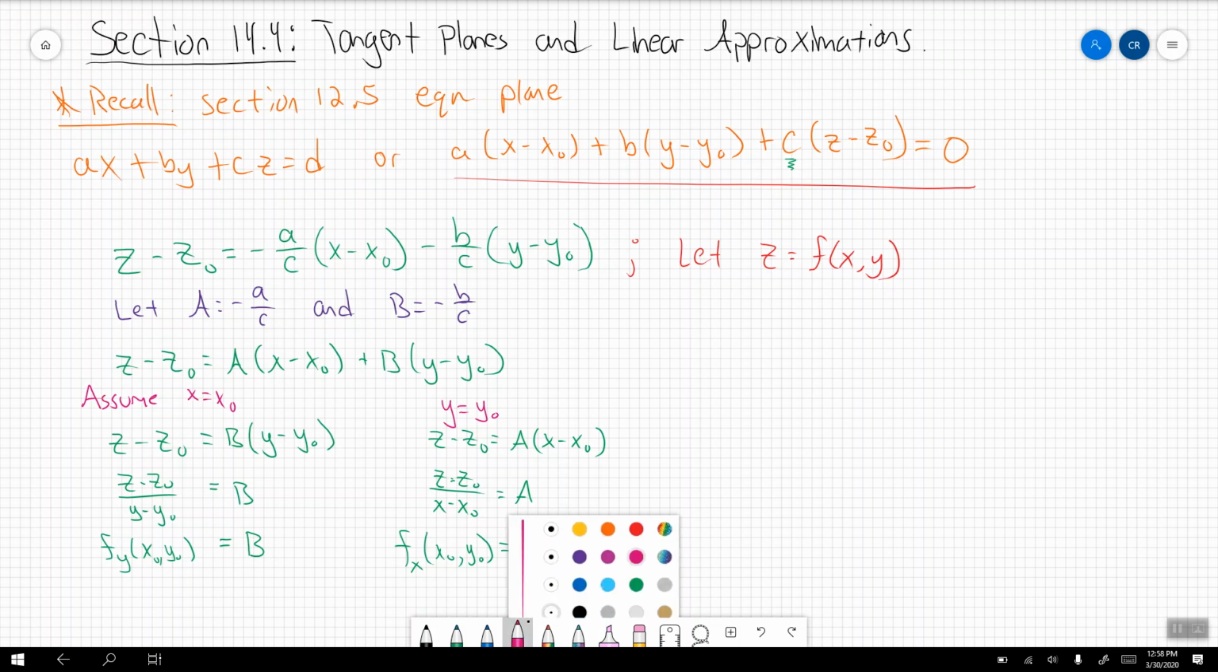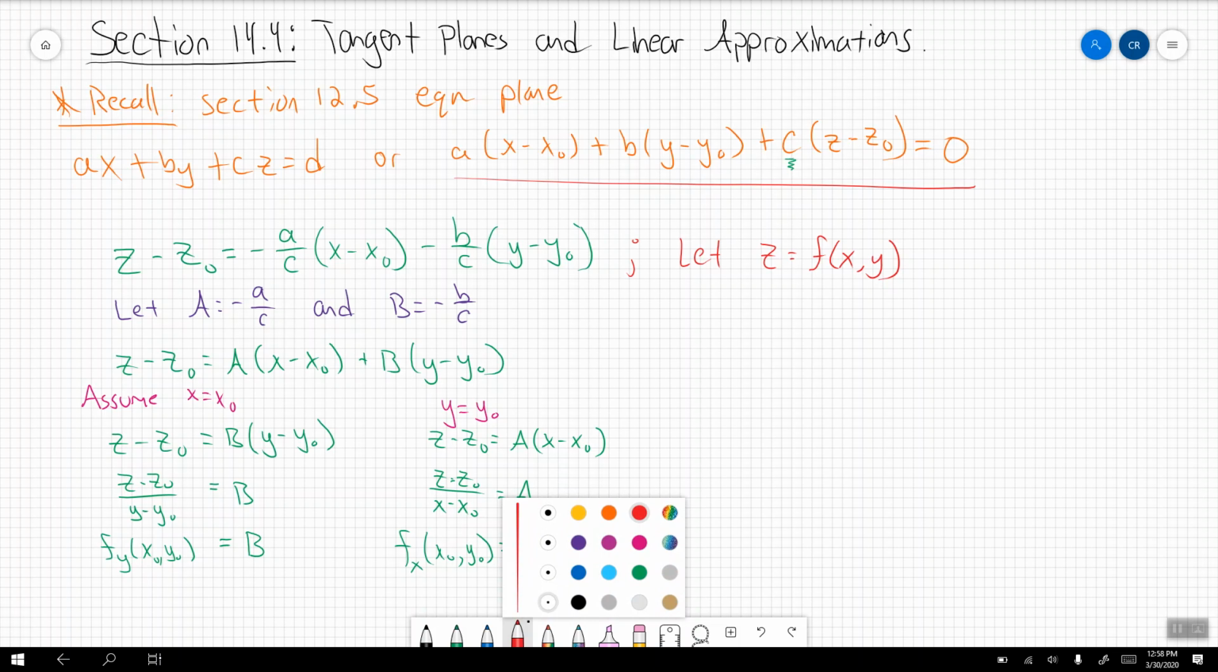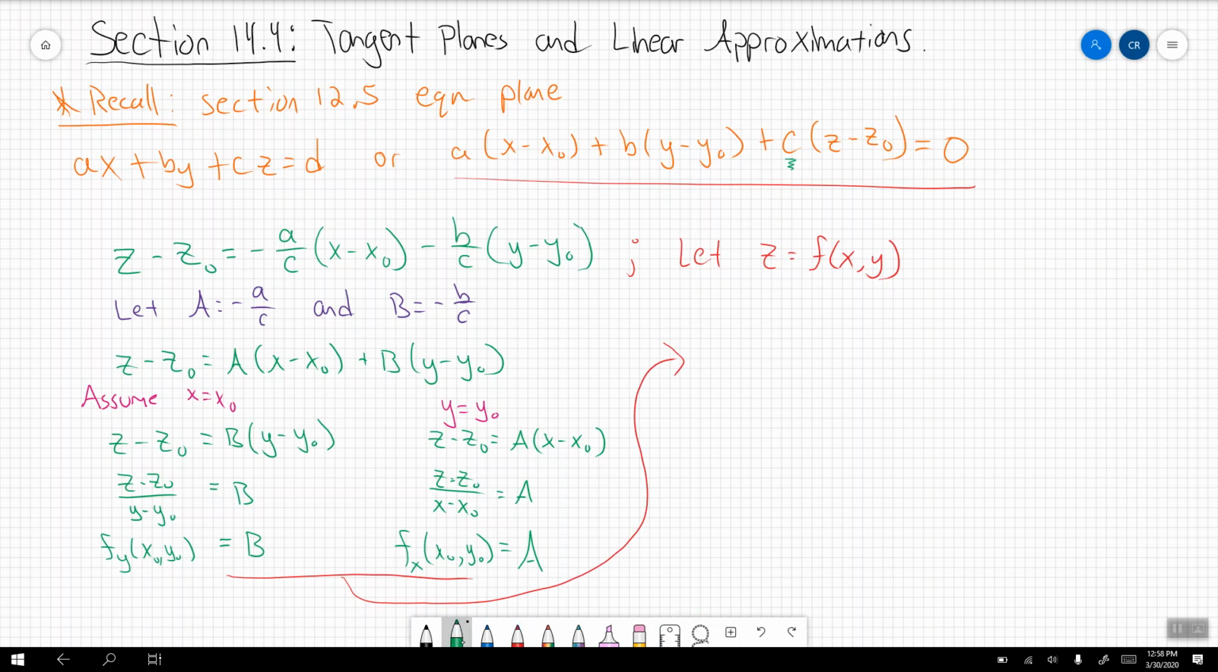Which then tells us that using all of this information, we're now going to be able to extract that z minus z naught is equal to, well, the a coefficient is now f with respect to x at x naught, y naught, and that's multiplied by x minus x naught, plus the b coefficient, which was the partial with respect to y at x naught, y naught, multiplied by y minus y naught.